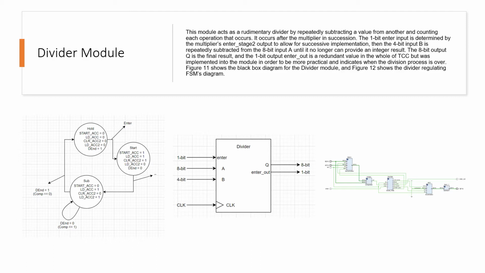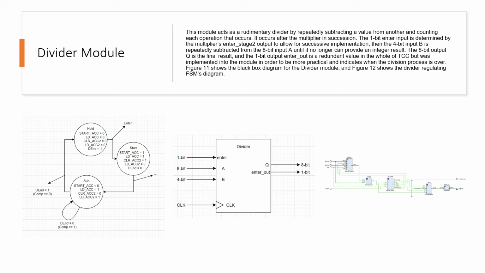This module is a completely custom module that I designed early on in this project, and consists of 5 submodules. The way this divider functions is using a regulating FSM known as the divider FSM that has a 3-state figure, as you can see on the bottom left. However, the sub-state is a self-repeating state as necessary.